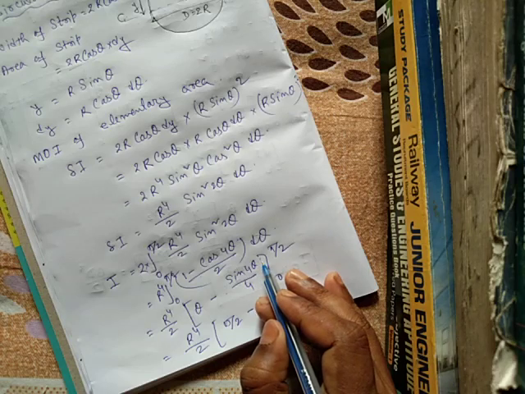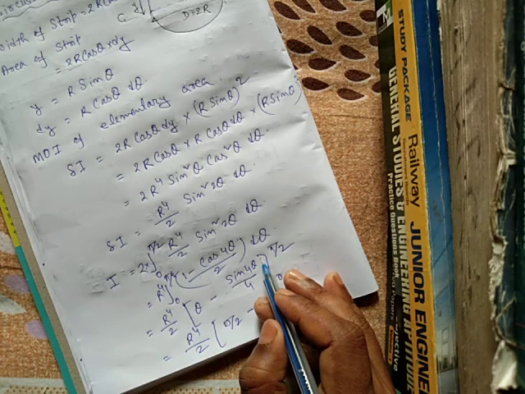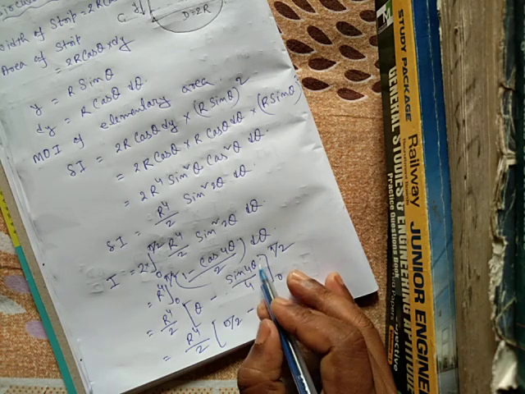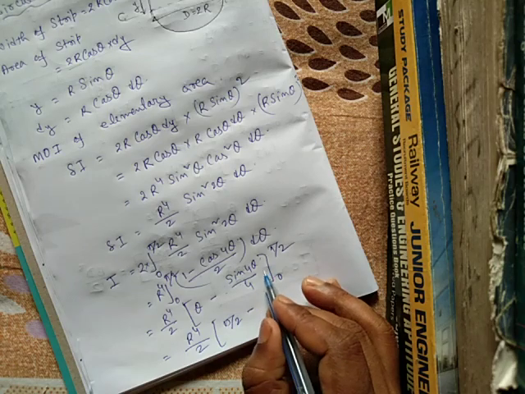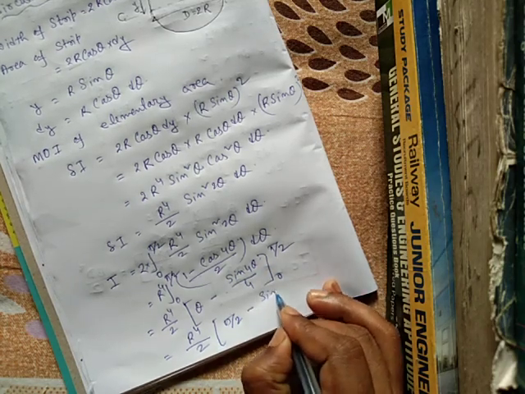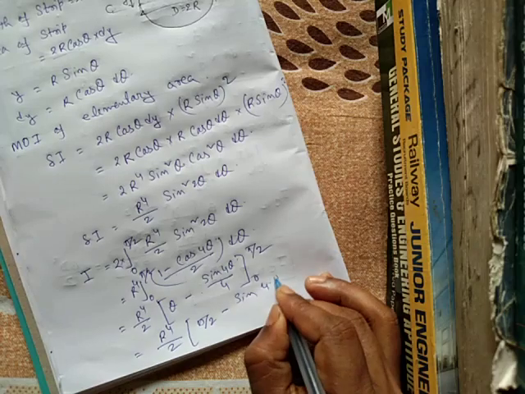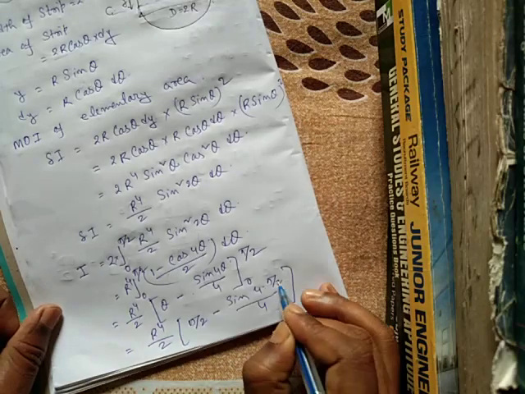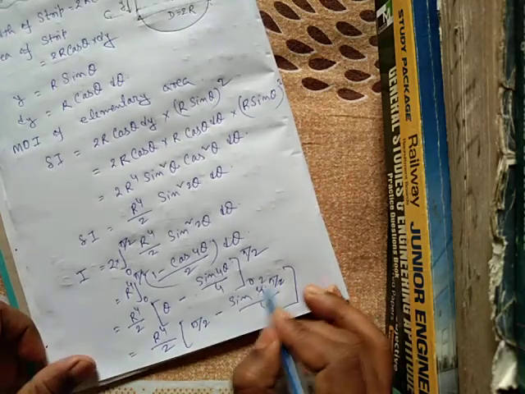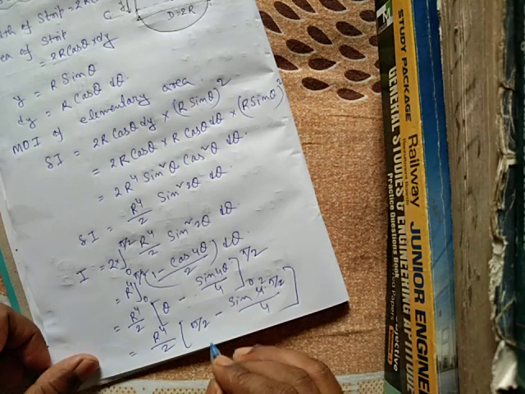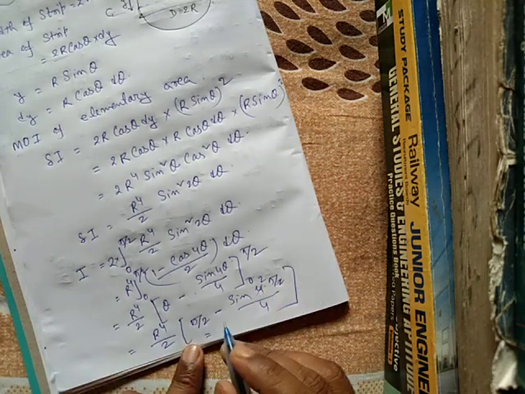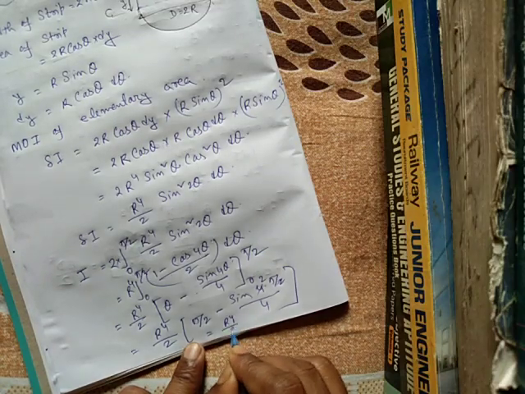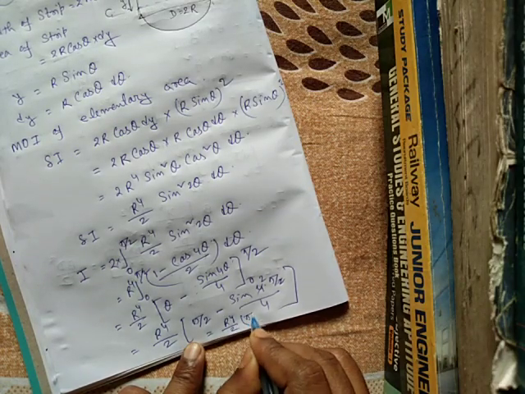pi by 2 is equal to sin 4 into pi by 2 divided by 4. Sin 2 pi equals 0, so this value will be 0. So the value of I equals r to the power 4 divided by 2 into pi by 2.